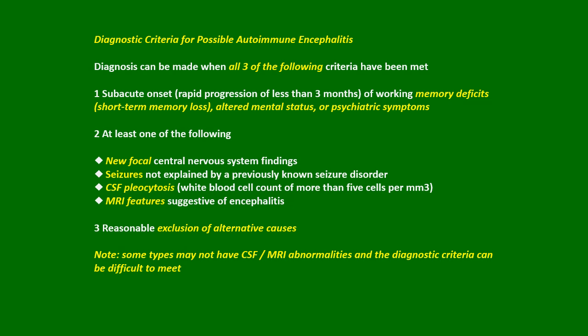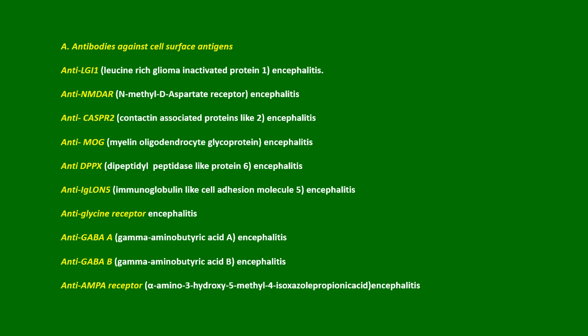The first group includes diseases with antibodies against cell surface antigens, and the various types are anti-LGI1, anti-NMDAR, anti-Caspr2, anti-MOG, anti-DPPX, anti-IgLON5, anti-glycine receptor, anti-GABA A, anti-GABA B, and anti-AMPA receptor.